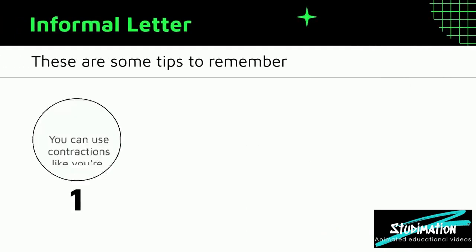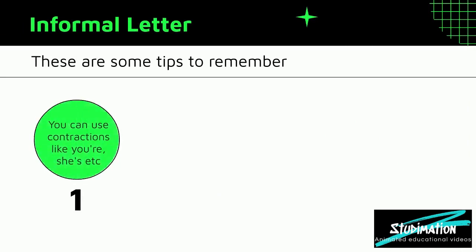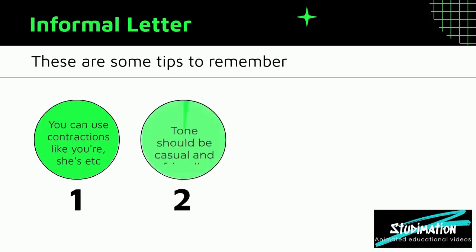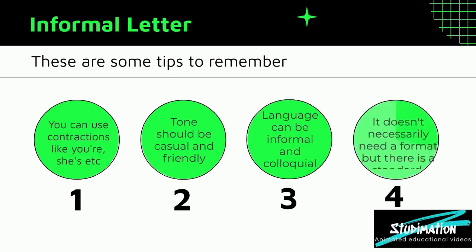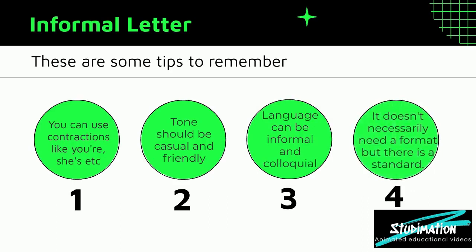Number 1, you can use contractions like you are, she is, etc. Number 2, tone should be casual and friendly. Number 3, language can be informal and colloquial. Number 4, it doesn't necessarily need a format, but there's a standard one you can follow.